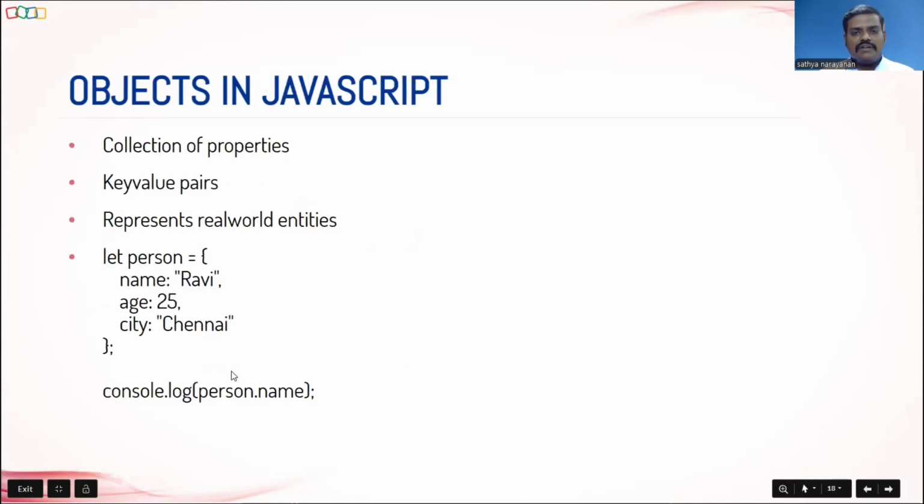An object in JavaScript is a collection of properties. The second point is key-value pairs. The third is that it represents real-world entities. In this example, let represents the particular variable scope, the local scope. The collection of properties means person represents the collection of real-world properties, and a key-value pair represents, in this code, name Ravi, age 25, city Chennai.